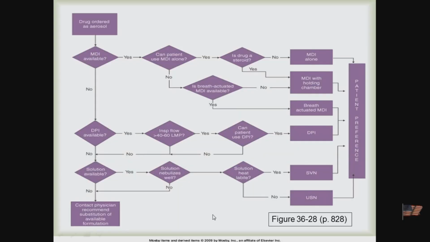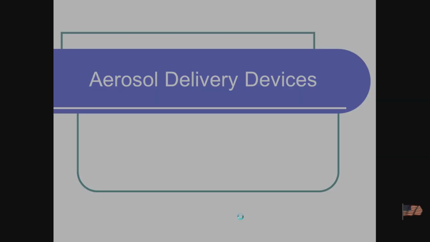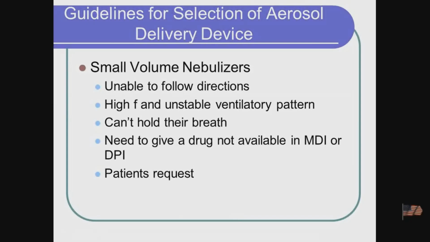And of course, Egan has this wonderful algorithm. Notice what it says though. If you have an MDI or a DPI, that's probably your best route to go. We're going to find those are the most advantageous that you can have. If not, then you might have to look at some other type of nebulization to be able to deliver the medication. So let's talk about a couple of them.